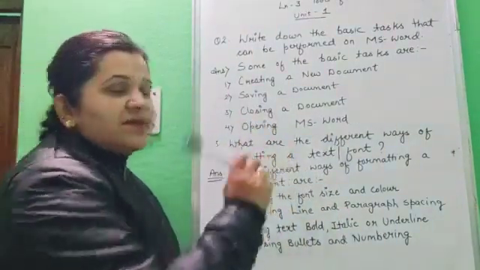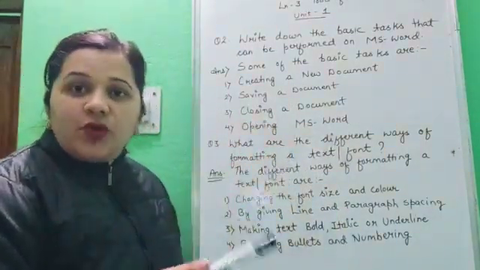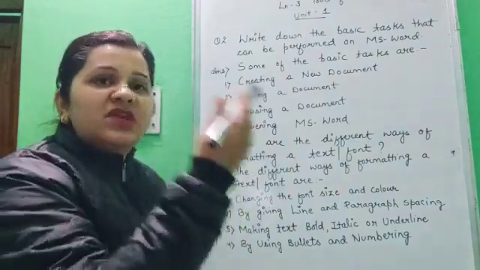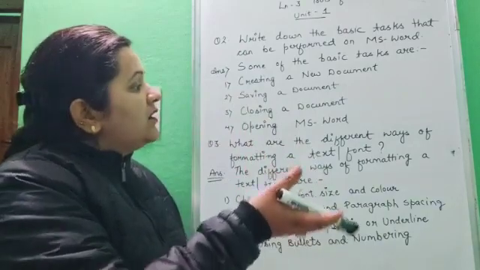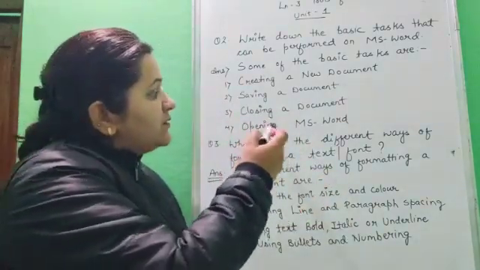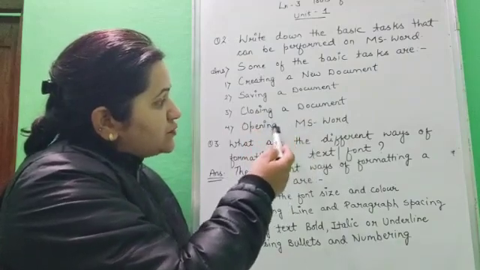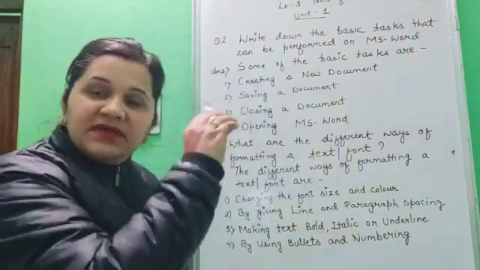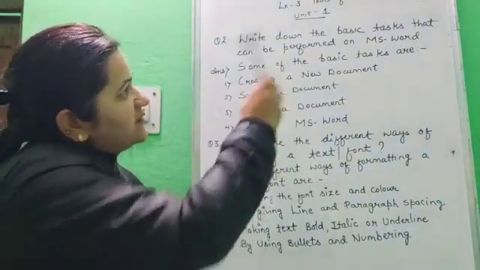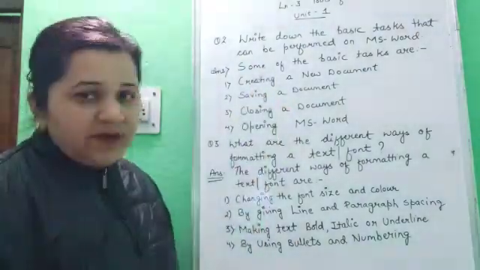Fourth is opening MS Word, means we can open the document which is already saved, and if you want to make some changes on it, we can also open it next time also. Okay, so MS Word is also used to open the pre-saved documents. Okay, so these are the different tasks that we can perform on MS Word.